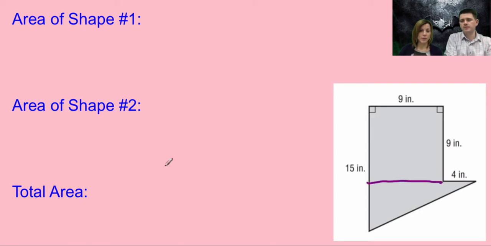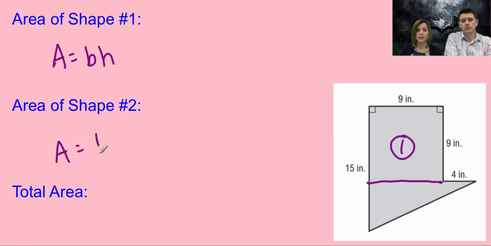First, I'm going to write my formulas down. My shape 1 is going to be area equals base times height. Now, which are your base and which is your height for that rectangle? The shape 2 is going to be area equals base times height times 1/2. I cannot forget to divide that triangle by 2. Now I can go back and find my measurements.